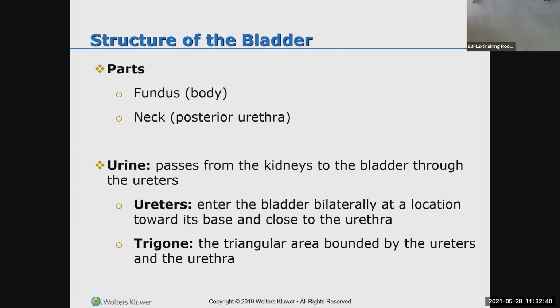The ureter enters the urinary bladder bilaterally at a location towards its base and close to the urethra. We do have the trigone there on the posterior wall of the bladder. These are triangular areas bounded by the ureters and the urethra. On each side of the triangle we have the ureters, and at the apex of the triangle we have the commencement of the urethra.